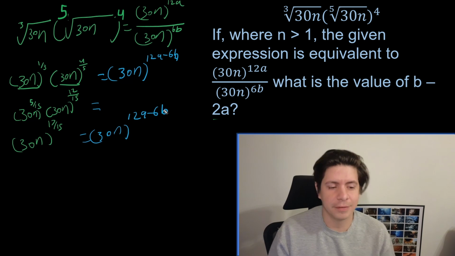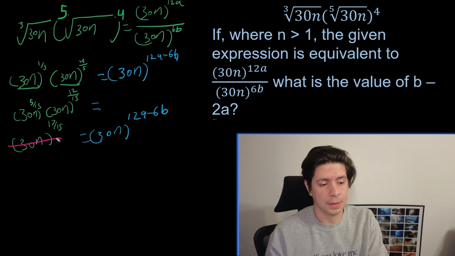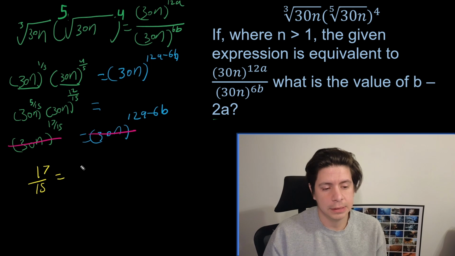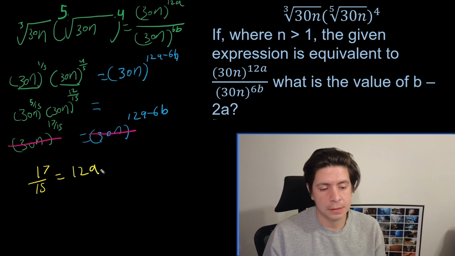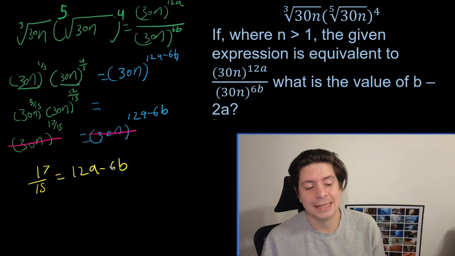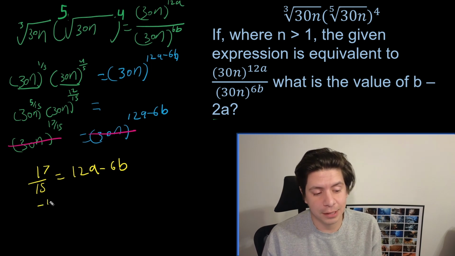We're not looking for 12a minus 6b. Since we see that the bases are the same, we can cancel them out and just focus on the exponents. And we're going to get 17 over 15 equals 12a minus 6b. Now what you want to do here is flip the values. How do we flip the values? By multiplying by -1. So we're going to multiply both sides by -1, and we're going to get negative 17 over 15 equals 6b minus 12a.